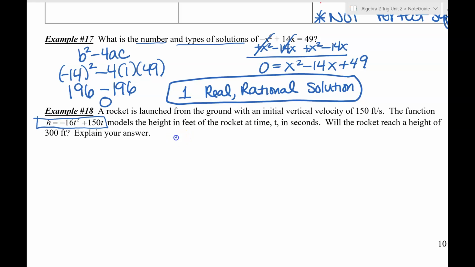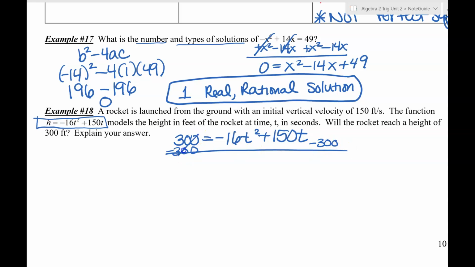So 300 is a height, so they're really asking about this equation, but they're not asking when will it. They're asking will it at all. So they don't necessarily care at what time. They just want to know if it's going to go up 300 feet high. So I don't need to know what the solutions are. I just need to know if solutions exist. And so that's where the discriminant would come in handy. And so I'm going to set this up like we would so that we can see it in standard form and see our A, B, and C values to use this tool.